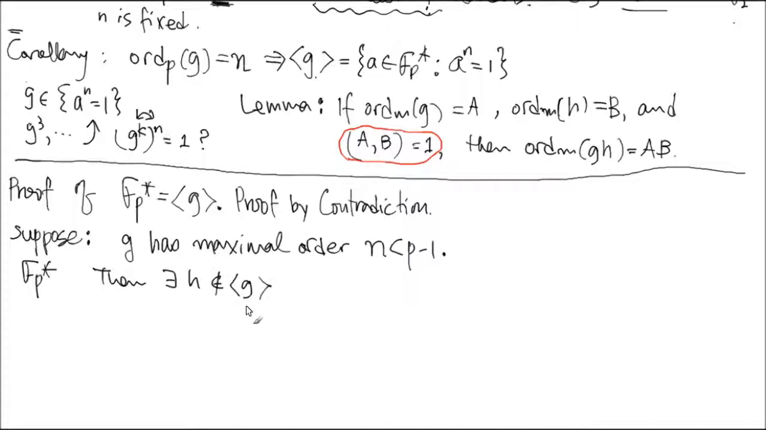How many elements are there in the bracket G? We don't know, but definitely less than p minus 1, right? Because the order is less than p minus 1, this cannot have p minus 1 elements. This guy has p minus 1 elements, so there will be something out there. It's not in this one, right? So existence is clear. This one doesn't have p minus 1 elements, so there will be something out there.